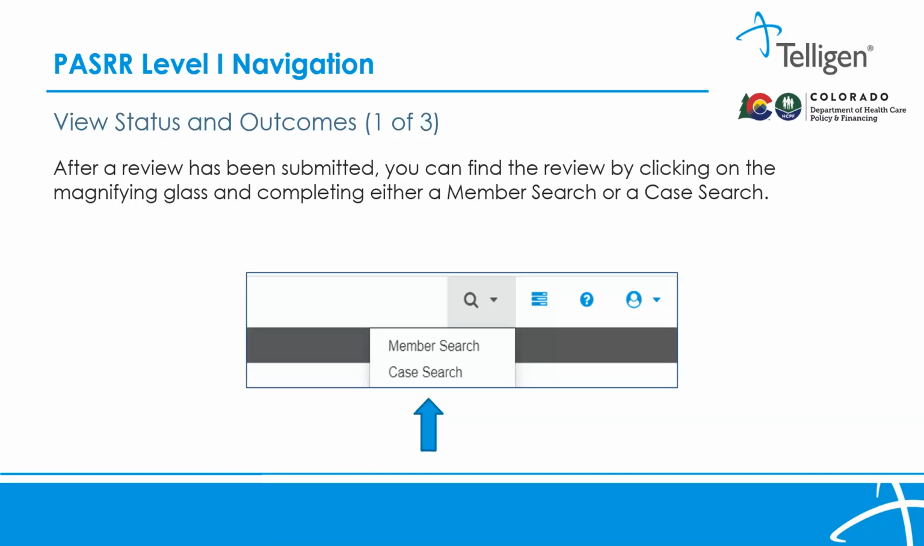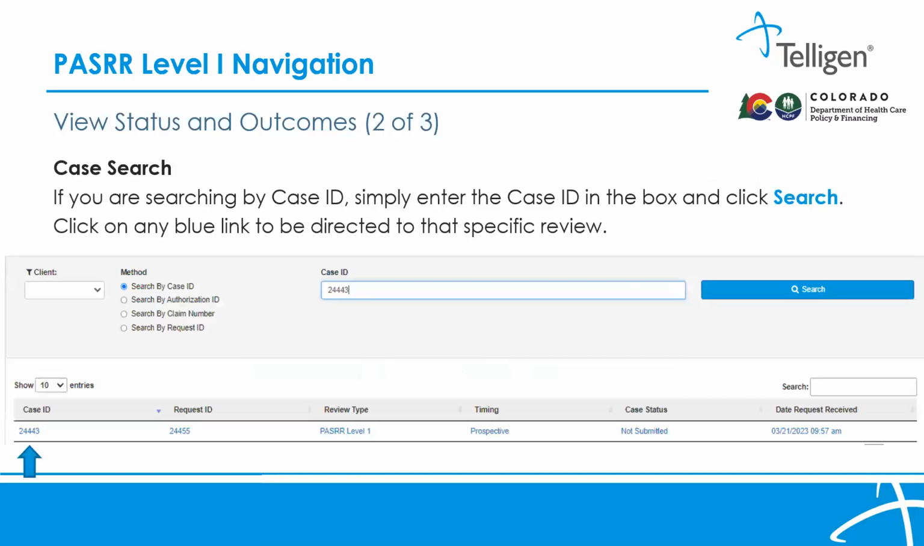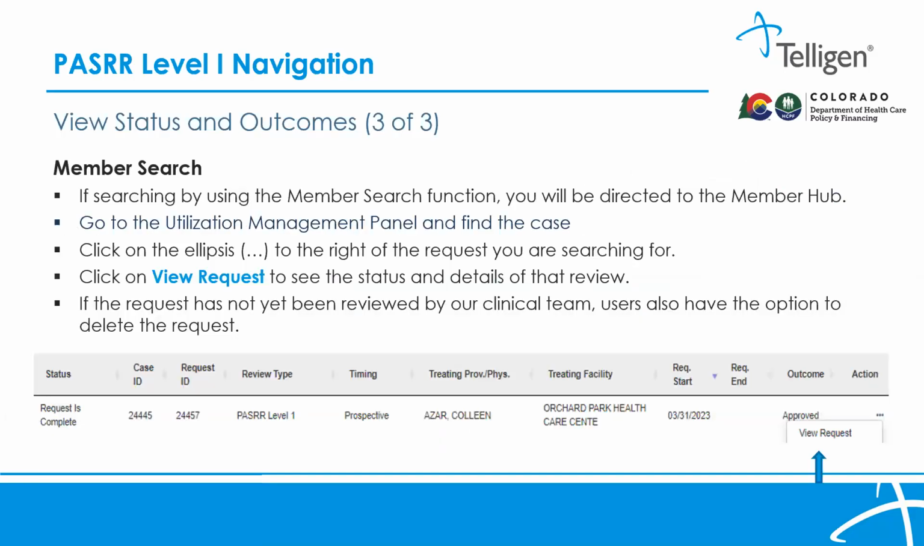Next slide, please. If you're going to search by the case number, you would put in the case ID and click any of those blue links in the line there. All of them are clickable, and that will take you directly into the case. If you search by member, next slide, please, you would find the member in the list, click the member, and then you would be directed into the member hub. And within the member hub, you would go to the utilization panel to find the case.